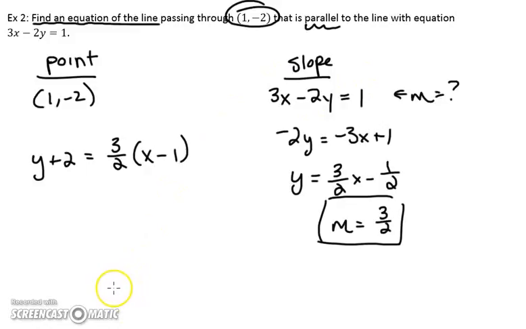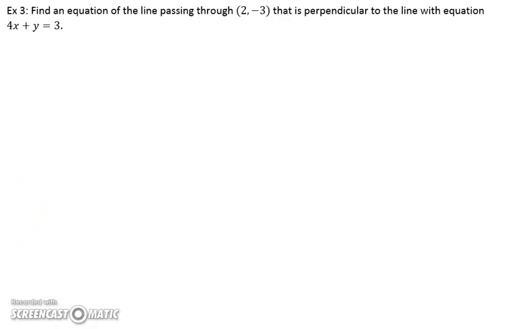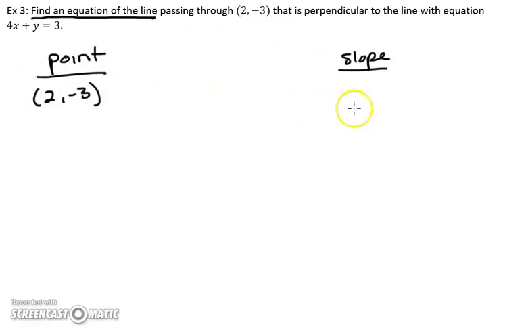So let's do one that's perpendicular, and then we'll call it quits on this video. Find an equation of the line passing through (2, -3) that's perpendicular to the line with equation 4x plus y equals 3. Again, we see find the equation of a line. Whenever we see those directions, we want to think I need a point, I need a slope. Again, they were nice, they gave us a point, and now we need to find the slope. Again, they don't give it to us, so we need to figure it out.